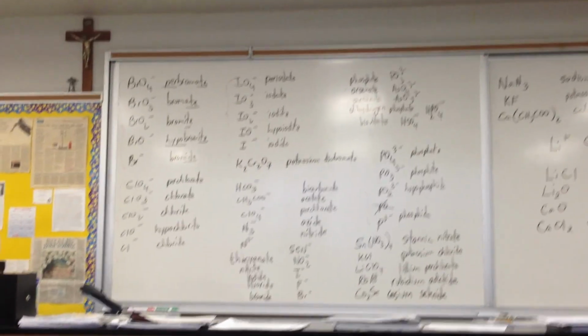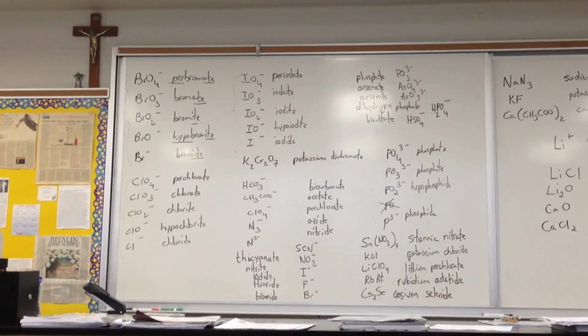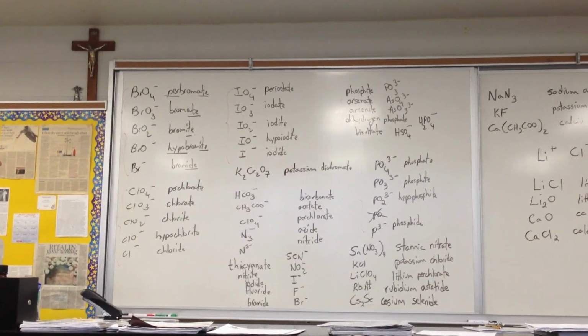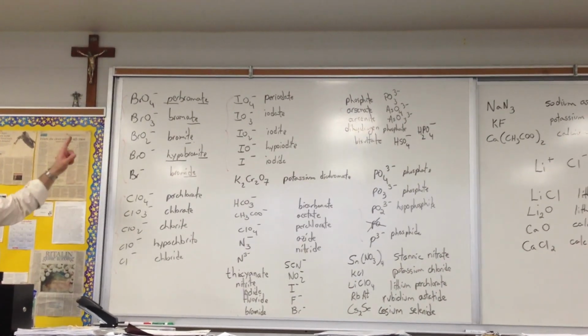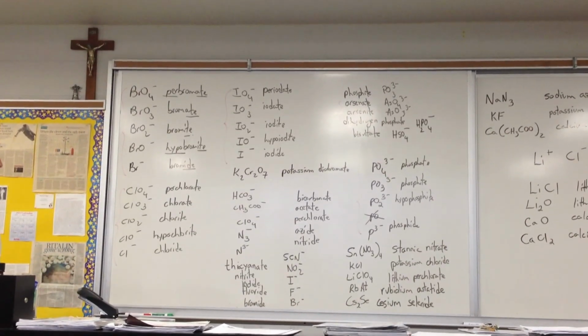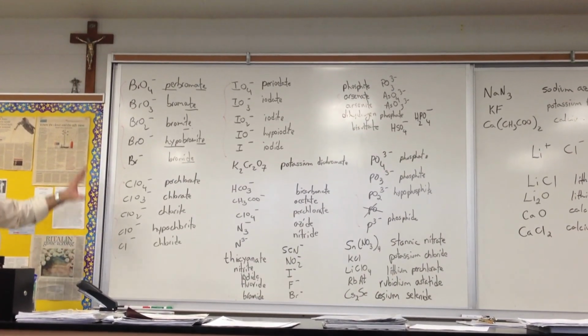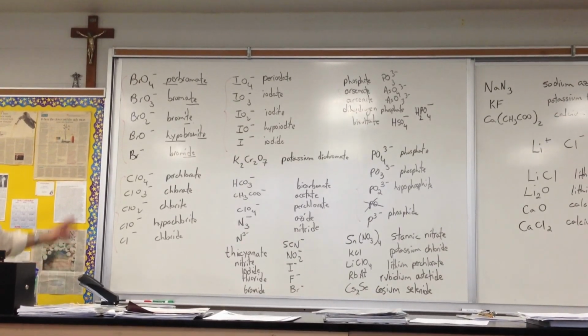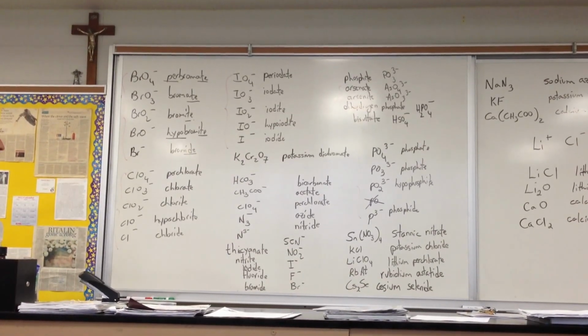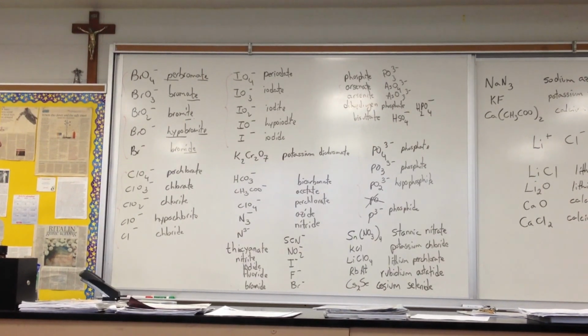Okay, we're just going to go over a couple tips to help us memorize polyatomic ions. The first thing I'd like to draw your attention to is the bromate, the chlorate, and the iodate series. They all have the same pattern. So if you memorize one, you memorize 15 of the polyatomic ions.